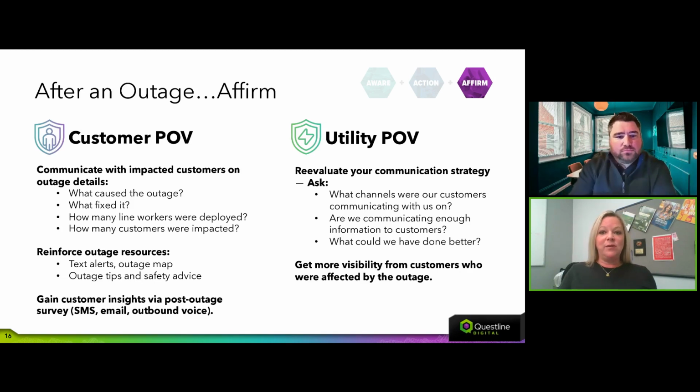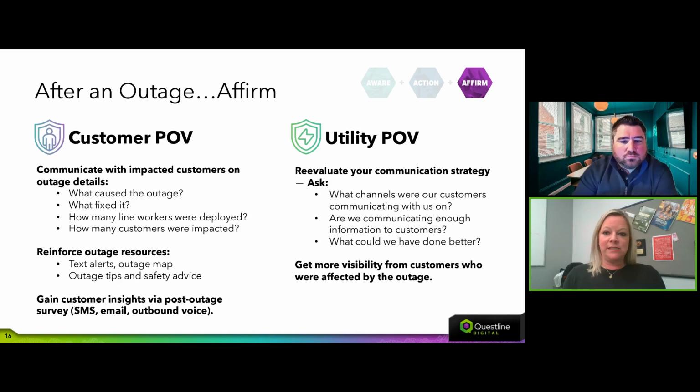You want to communicate with the impacted customers on outage details, such as what may have caused the outage, how it was fixed, how many customers were impacted, and potentially how many line workers were deployed, even detailing out if other companies were called in, as we've seen in a lot of big storms. That helps make the case on all the work that we've done to actually get this result as quickly as possible.